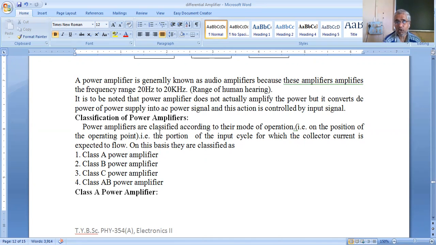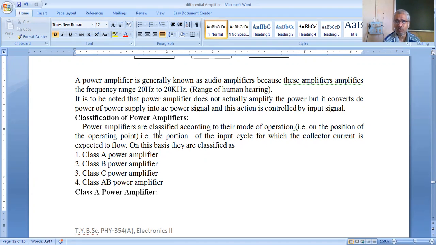Now this is called the mode of operation. So where you have selected the operating point, you can select the operating point anywhere on the load line. We can select it at the saturation point, or at the cutoff point, or anywhere on the load line. And this Q point is set up by the resistance values R1, R2 and RE.